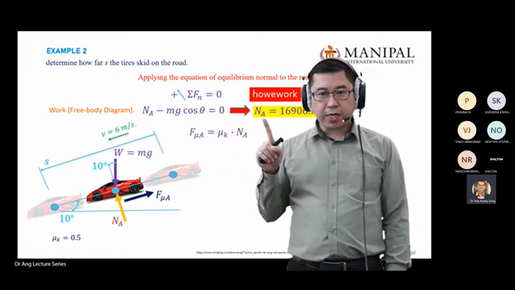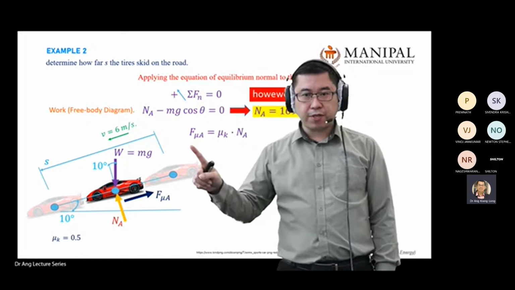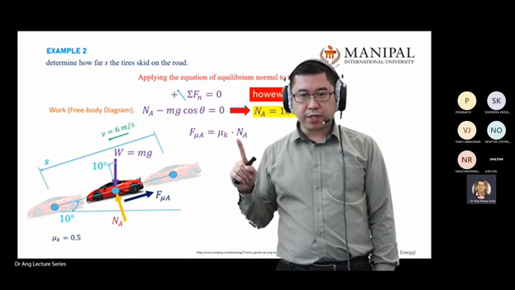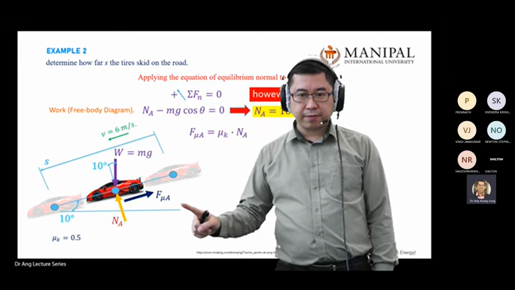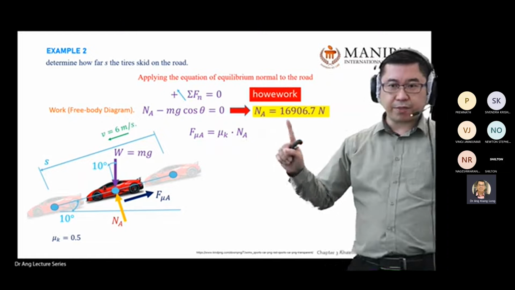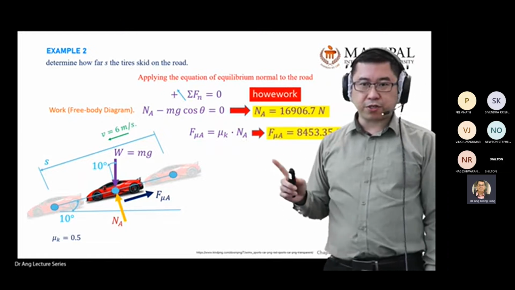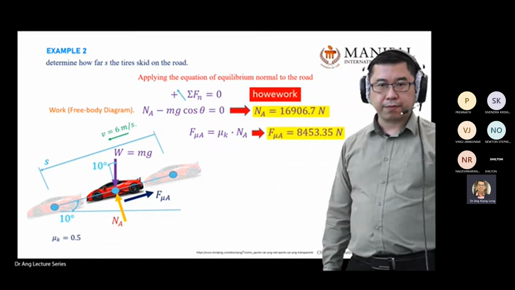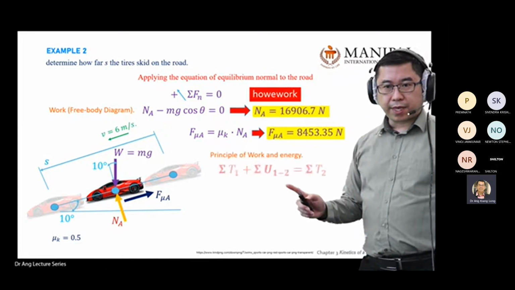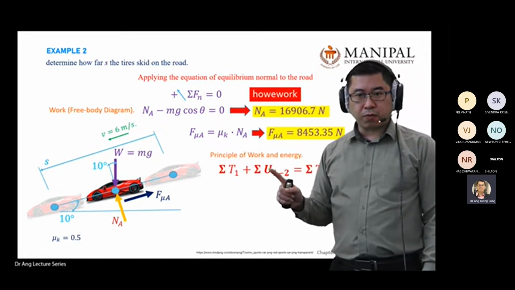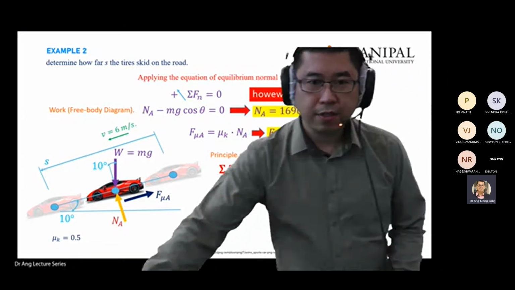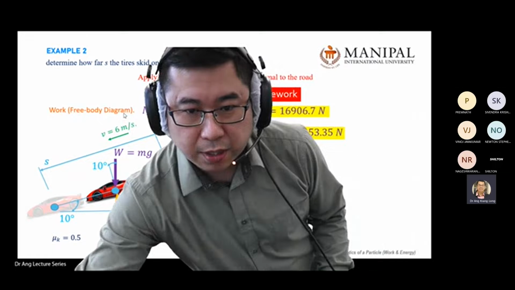Once you get your Na, you get the friction force. F equals the friction coefficient times Na. The friction coefficient 0.5 multiplied by this number gives you the friction force. Then you apply the principle of work, right? Principle of work.